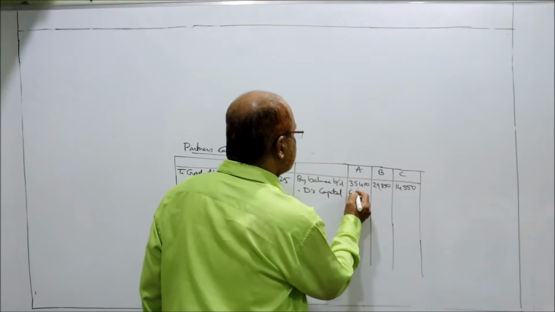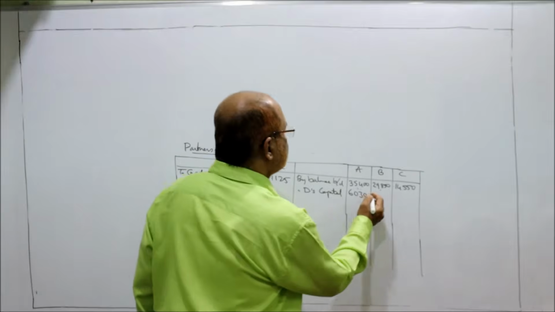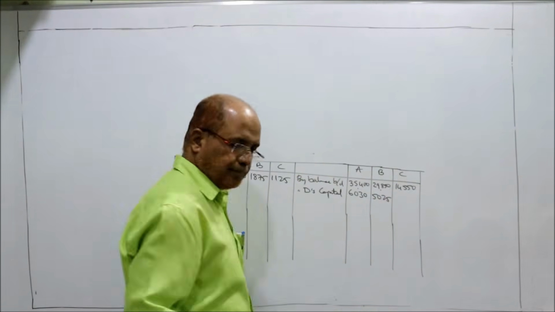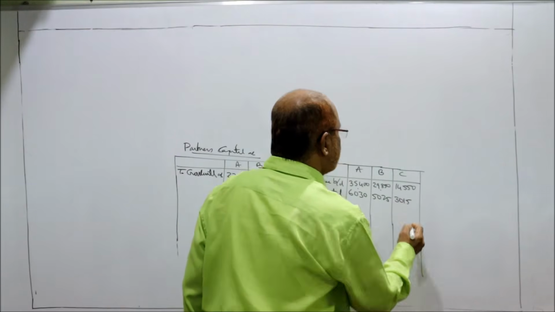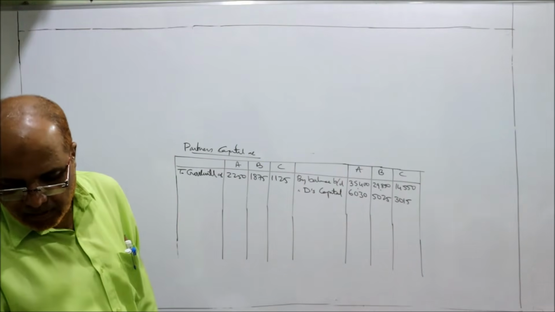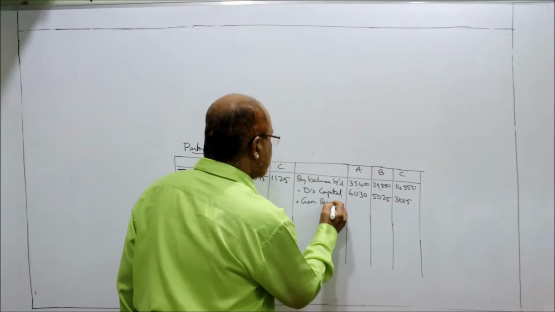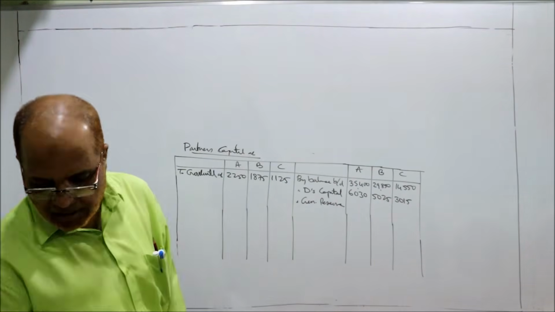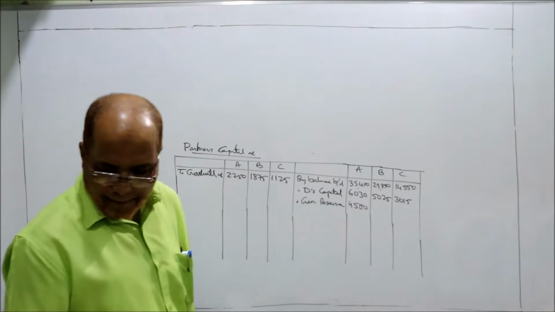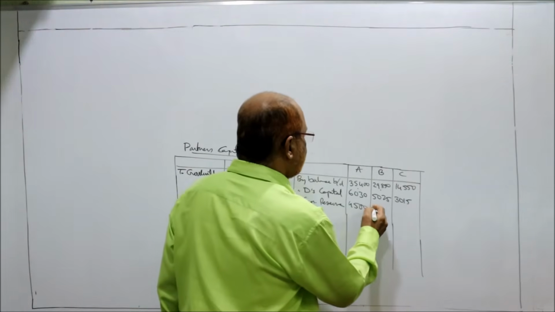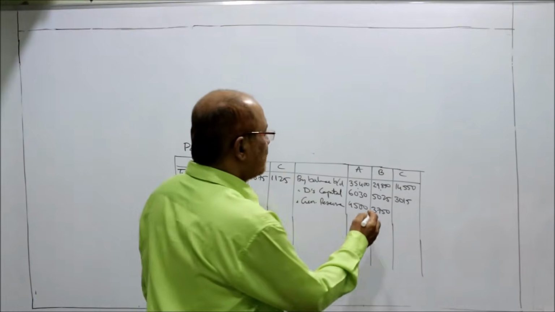The amounts are 6030, then 5025, then 3015, then general reserve. The general reserve amounts are 4,500, 3,750, and last one is 2,250.